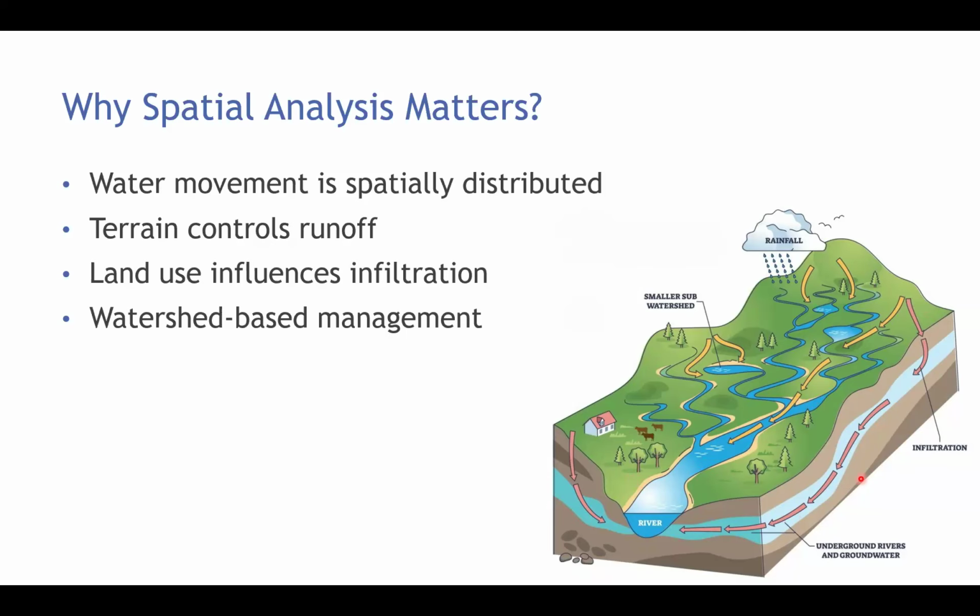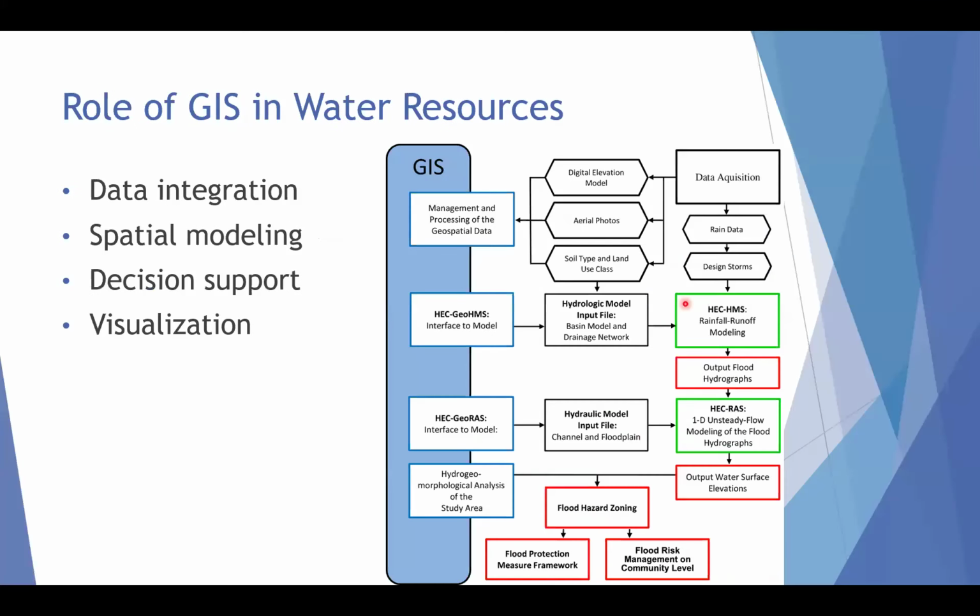And again, we generally do all this water resource planning and management on a watershed basis. Therefore, we need all these details, and we require spatial data, right? Now, what is the role of GIS? Basically, why do we need GIS in water resource planning or watershed management?